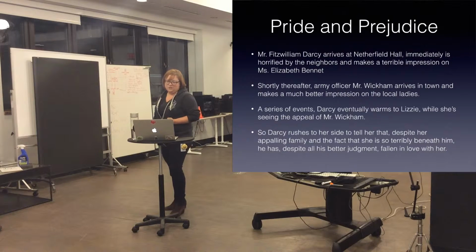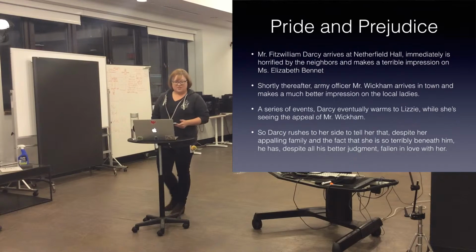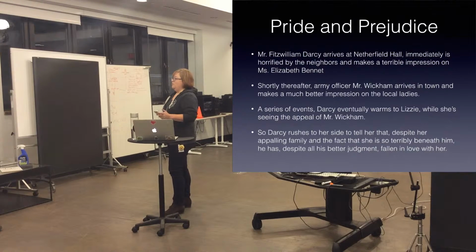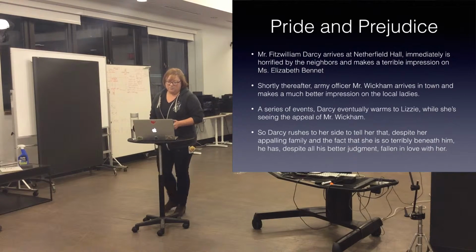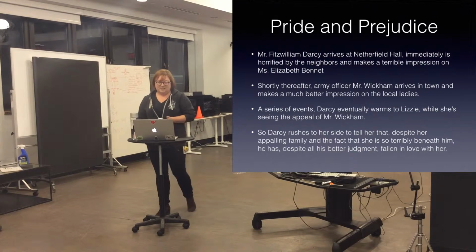So I promised you all that you wouldn't have to do any homework before you came tonight, so I will give you the Cliff Notes version of all of the plots that we're going to talk about. So at the start of Pride and Prejudice, Mr. Fitzwilliam Darcy, by the way, more people should name their kids Fitzwilliam, arrives at Netherfield Hall, makes a terrible impression on everybody, particularly on Elizabeth Bennet.